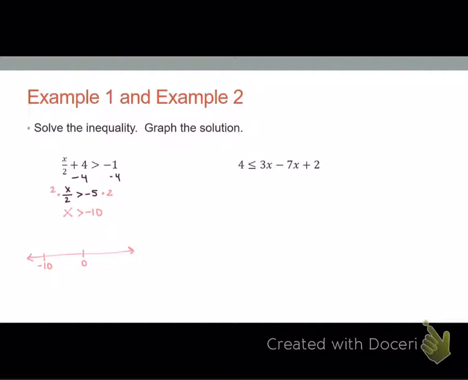Okay, so Kaylee, open or closed circle? Open. Tanari, which way would you shade? To the left or to the right? To the right. This is saying x is greater than negative 10. The numbers to the right are greater. Also, the arrow is pointing to the right.